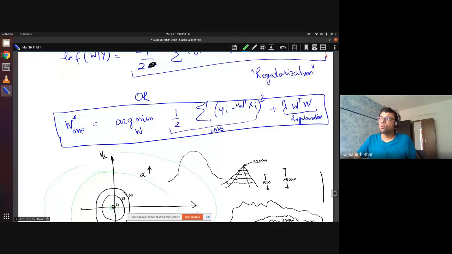The w value will be forced to come down, because the more weight there is around this, it will prevent you from taking an arbitrarily high w. If you want to choose a very high w, there is a cost that comes in here. W transpose w will be very high if w is high. So you are forcing your w to be close to 0 when you use a low alpha.